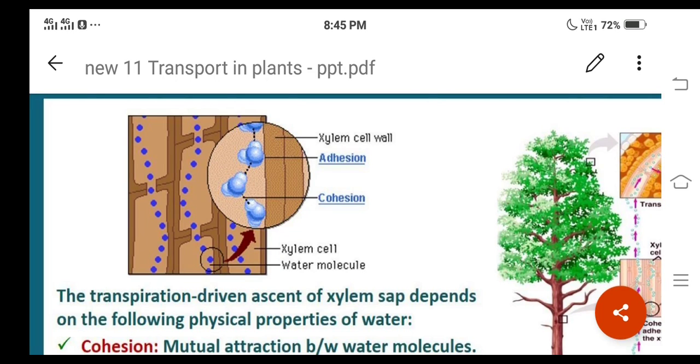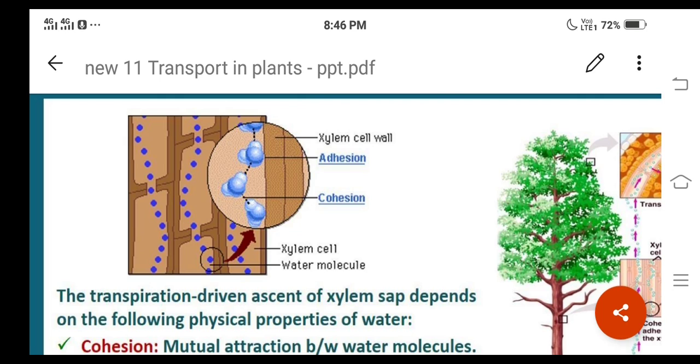Dear students, in the previous YouTube class, I was discussing the mechanism of ascent of sap. Let us continue with the same concept. Let us understand how the ascent of sap or the movement of water occurs, and one force is mainly responsible for this. In the previous class, I told you that for the ascent of sap, two important processes are involved. One is called the root pressure, and another one is called the transpiration pull.